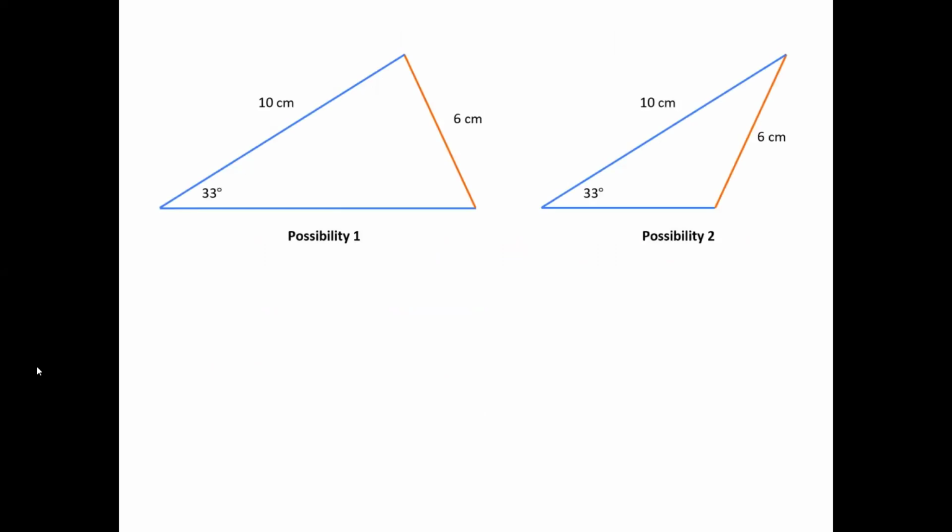Look at this option. I have one triangle which has an angle 33. The other triangle also has an angle 33. The sides are the same, but you can see the shape is different. In the left-hand triangle, all the angles are acute, but in the right-hand side, one angle is obtuse. So this is called the ambiguous case.